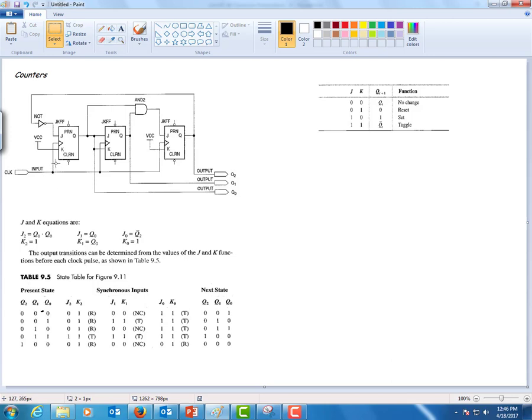Now, when you're given a counter like this, the trick is you need to determine the equations for the J and K inputs for each of those flip-flops. That's what we're going to do here. Then once you have the equations for the J and K flip-flops, you can fill out your state table, and that's what we're going to do here. The first time through it may seem a little bit confusing, but the more you do it, the easier it's going to get. So why don't we just start and get going here.